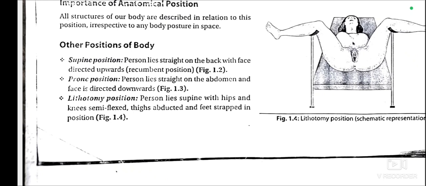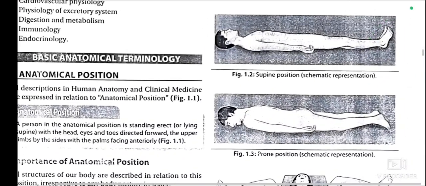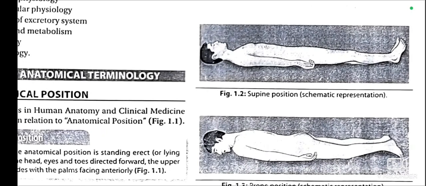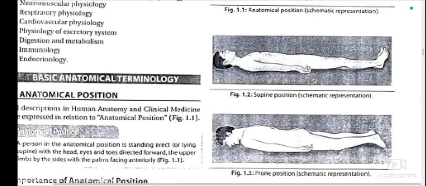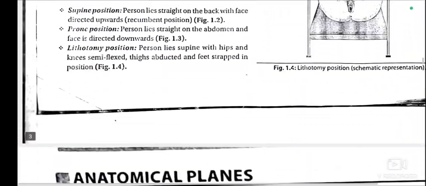Supine position: a person lies straight on the back with the face directed upward. That is also known as the recumbent position. I will show you the picture. In this picture you can see a person positioned supinely, lying on the back, with the face and toes directed upward. This is the supine position. The next position is the prone position.